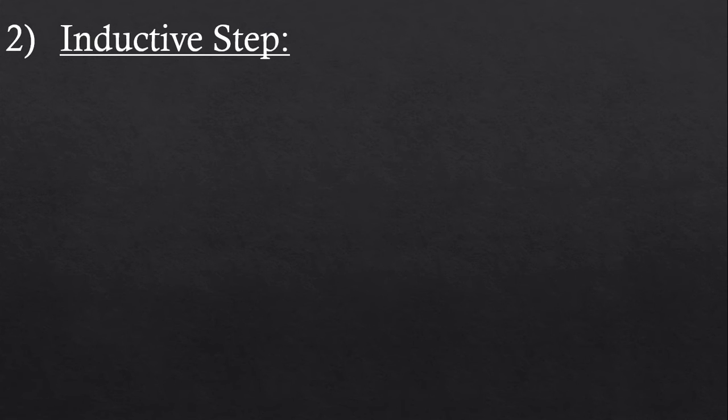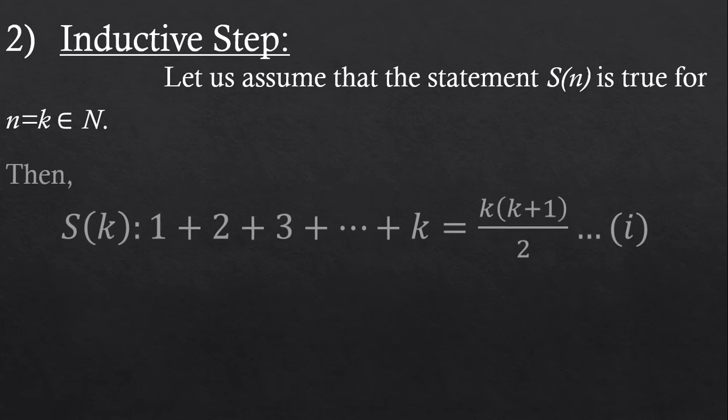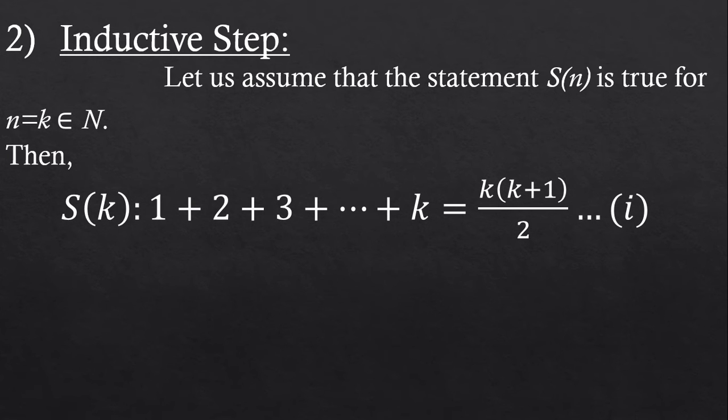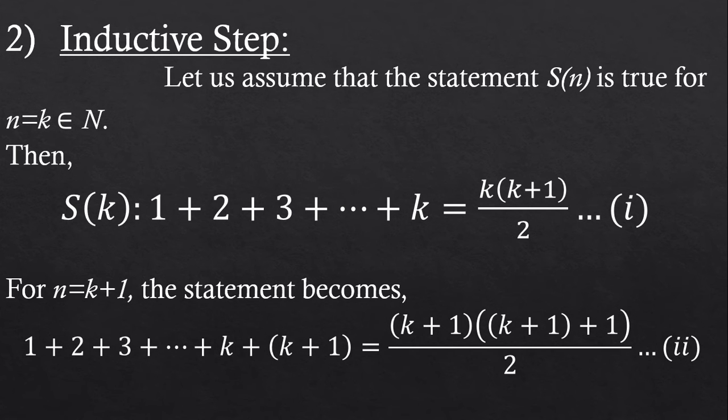In the inductive step, we basically take the statement S of k and make it exactly like S of k plus 1 to prove that S of k plus 1 is also true. So what we do is we replace n by k in the statement and assume that the statement S of k is true. After that, we put n equals k plus 1 in the statement and keep it aside.